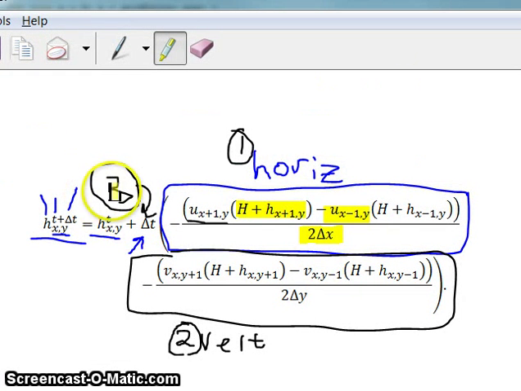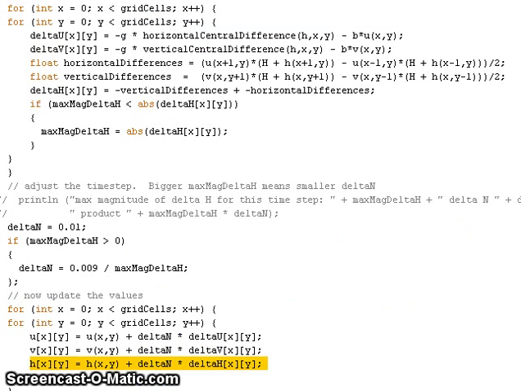And coming back up to my code, this is where I update the value of h. It's the old value plus delta t times the change in values. Coming back up here, the total change in height is the horizontal difference minus the vertical difference. Unfortunately, I used a capital H here instead of a lowercase h. That's just my variable naming convention. The change in what I'm calling delta capital H is actually the change in lowercase h.